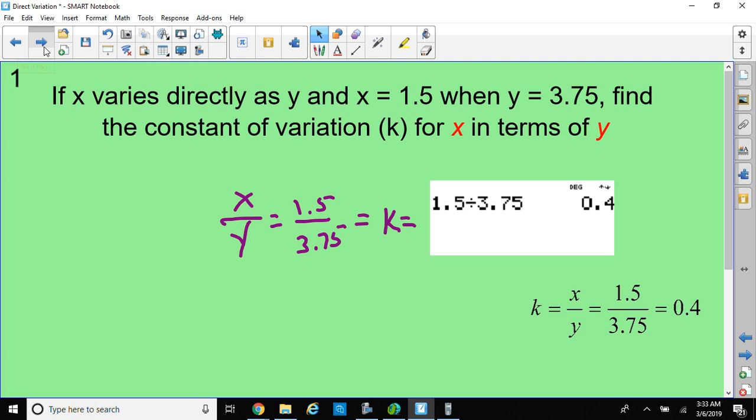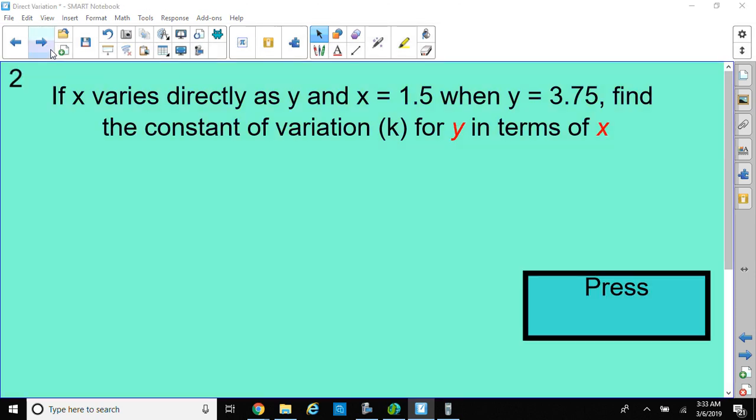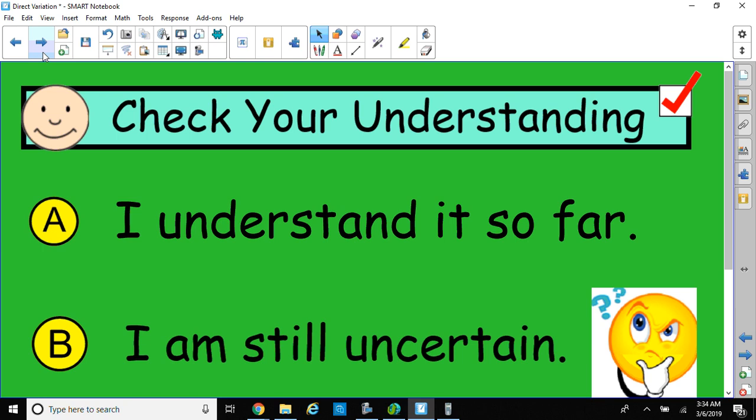So here's one for you. Okay, there it is. If x varies directly as y, oh, we're using the same numbers. So x is 1.5 and y is 3.7. Find the constant of variation k for y over x. So that you should have no problem with. So remember how your fraction is stated. Check your understanding. I hope you're understanding everything and it's going well for you. If not, rewatch the tape and write down your questions and bring them in.